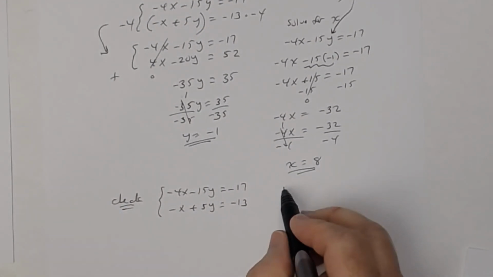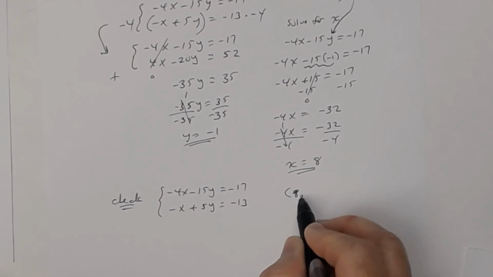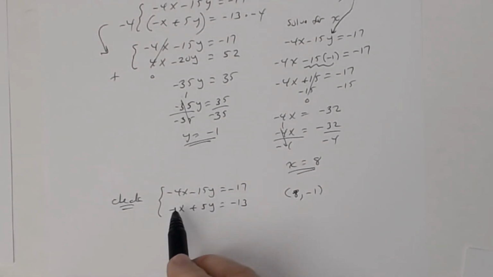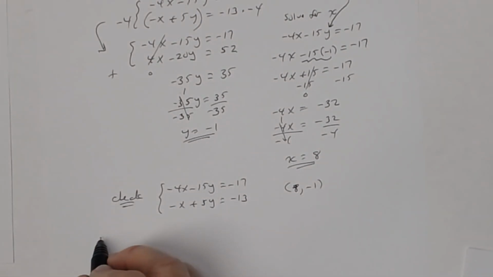All right, so we're checking the solution 8, negative 1. You have to check both equations to make sure that the left-hand side equals the right-hand side. All right, so let's do the first one.